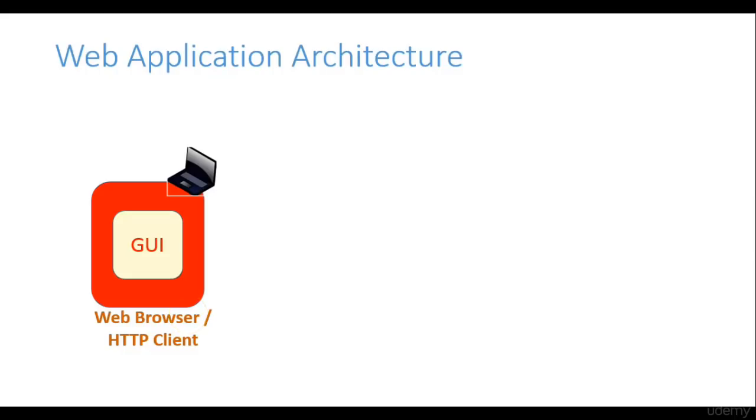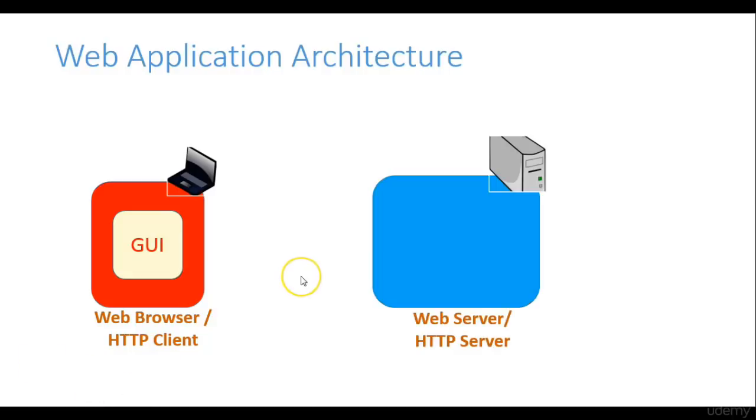Now let us try to understand a typical web application's architecture at a very high level. As depicted in the picture, a web browser acts as an HTTP client, and then we have a web server that acts as an HTTP server. The HTTP client makes a request to the web server, which hosts a web application. And as mentioned in the HTTP slides, it has two parts, the header and the request content.